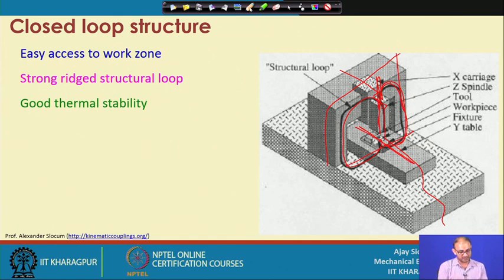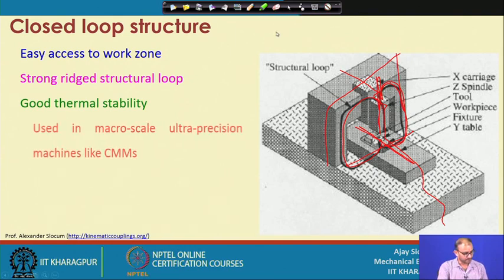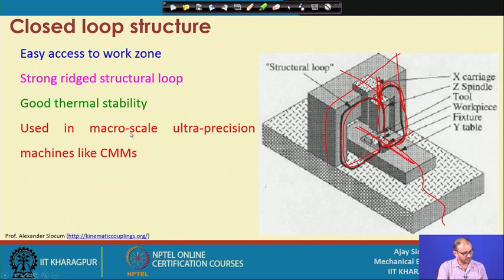So, if there is a large variation in the temperature, what happens, because of the symmetric structure, your tool will not deviate from the center of the axis. We have seen in the previous 2-3 lectures how the deviation of the tool can be affected by the variation in the temperature. So, symmetric structures are very important for this type of micro machining operation, and it is mostly used in macro scale ultra precision machining, and in things like CMM.